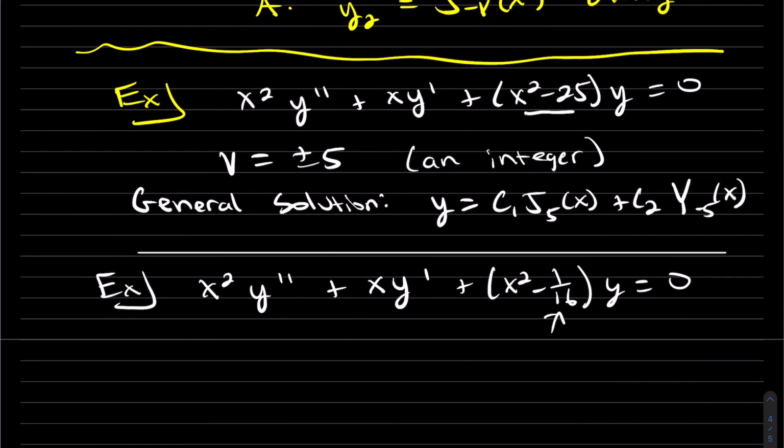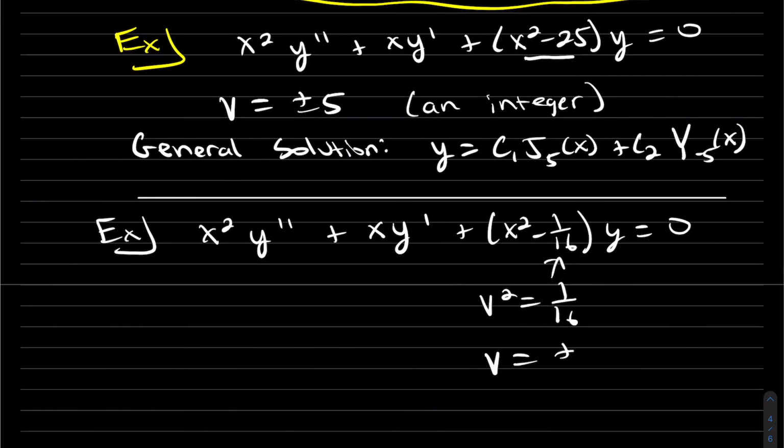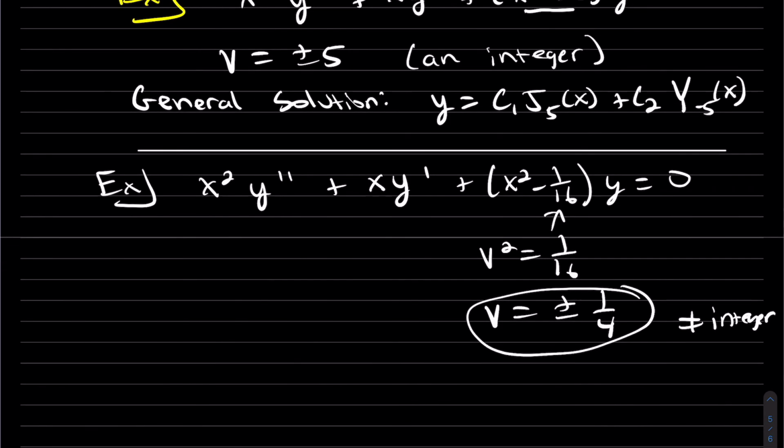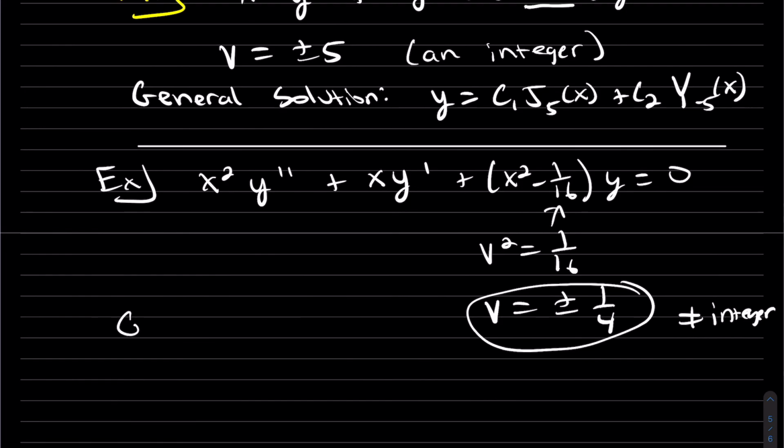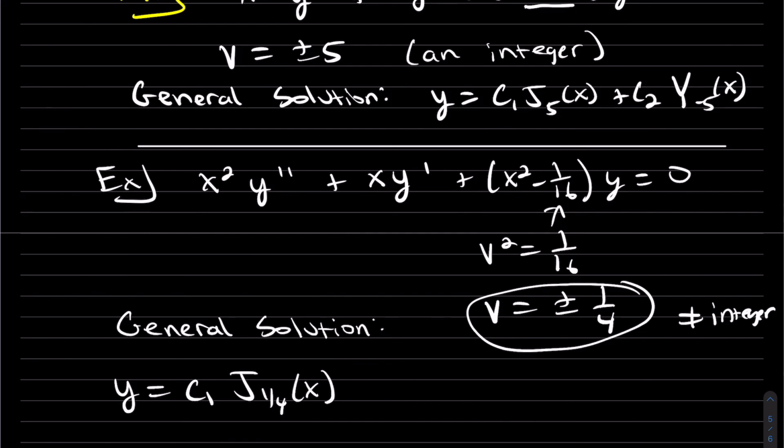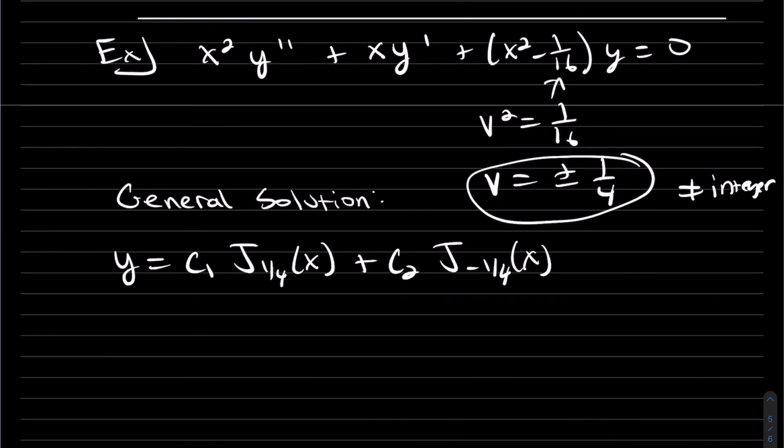So my v squared is 1 over 16. So v equals plus or minus 1/4, which is not an integer. So we just need to write our general solution. Here's y equals c1 j of 1/4 of x plus c2 j of minus 1/4 of x. That's it. You can actually graph these on Wolfram Alpha.